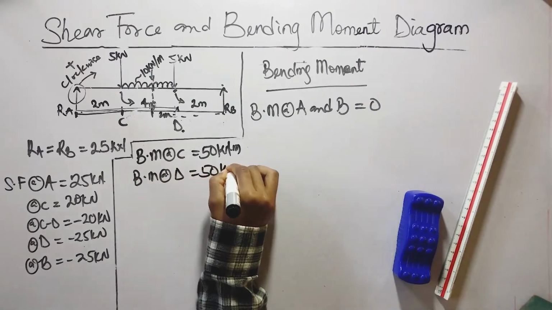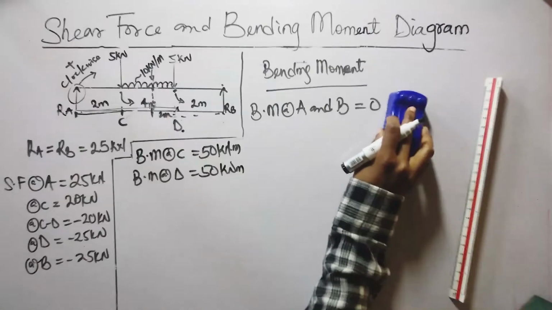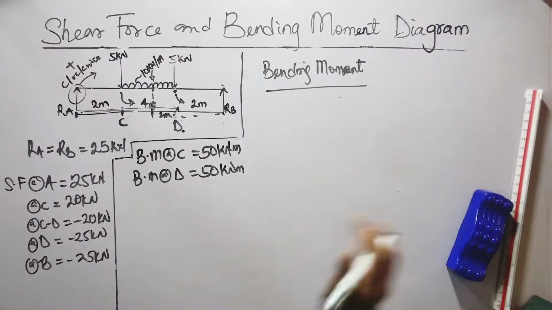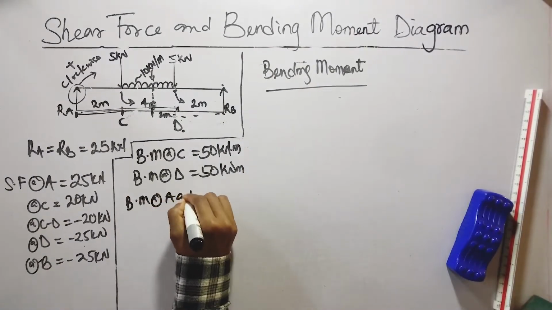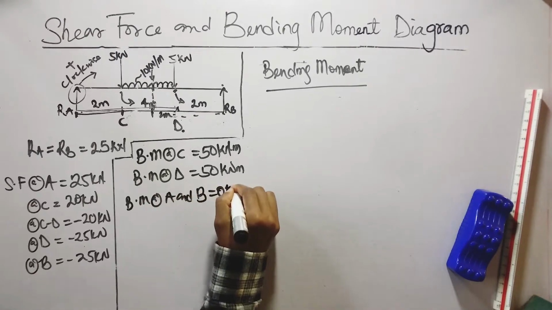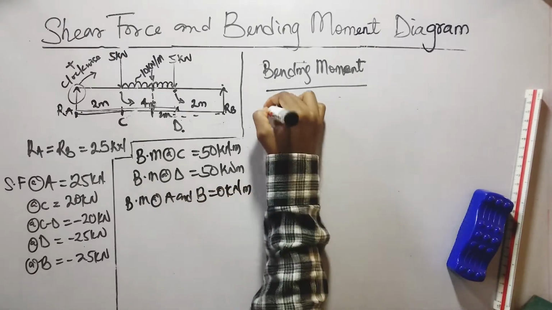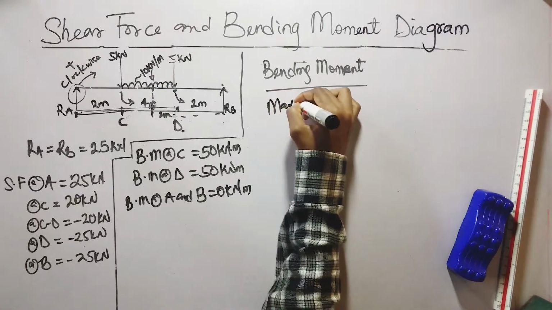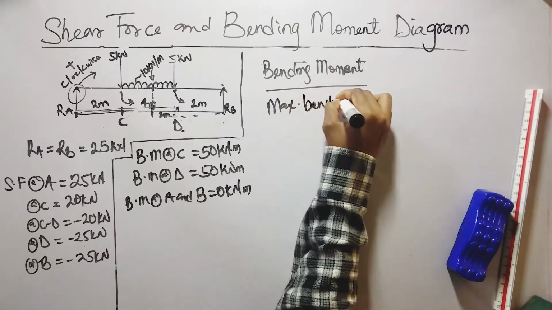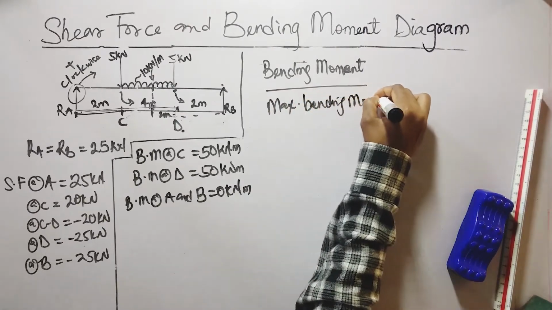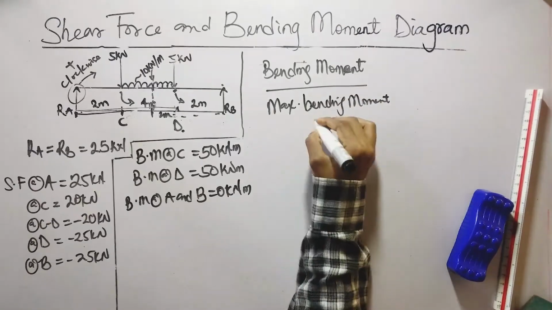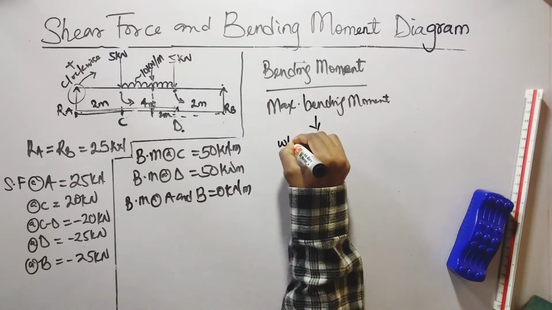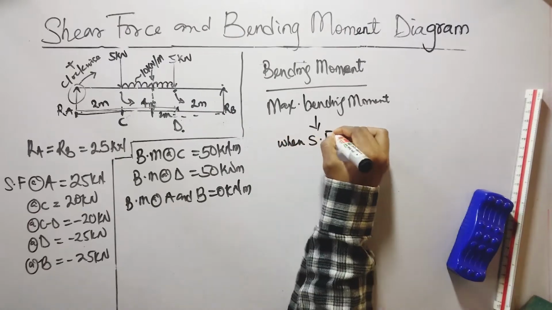So I've just written down the value for the bending moments at C and at D, so we don't forget. Now at A and B is 0 kilonewton meter, everybody knows. So maximum bending moment. Now maximum bending moment occurs where the shear force is equal to 0. Now who can guess why the shear force is equal to 0?